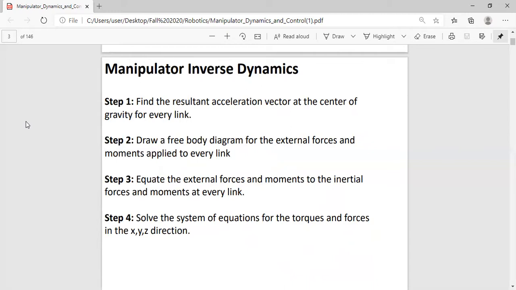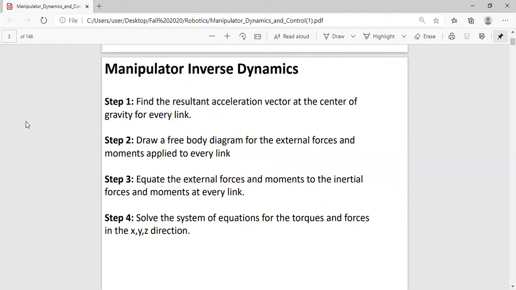Step 3, you will equate the forces. Whatever forces you have in the x direction have to be equal to m a_Gx. You have so many points on that rigid body, but we're only interested in the acceleration of the center of gravity.